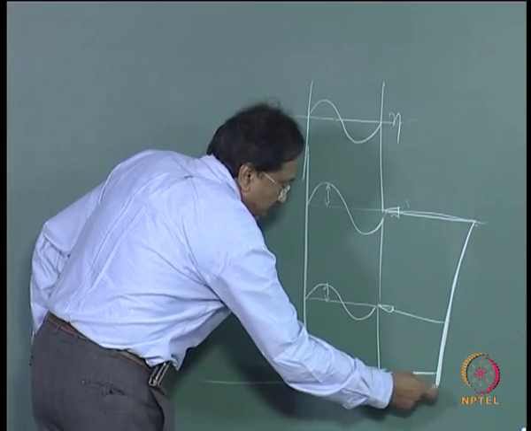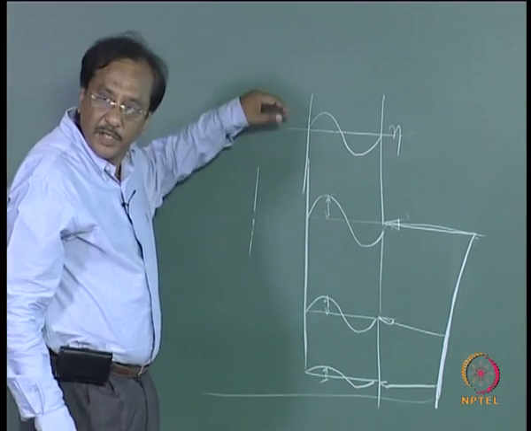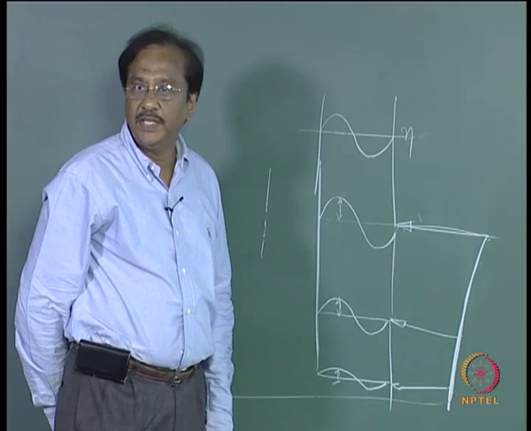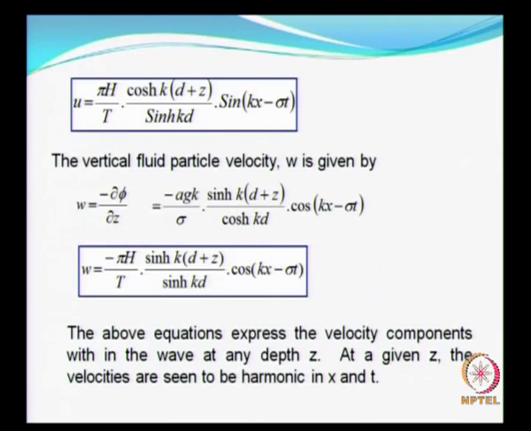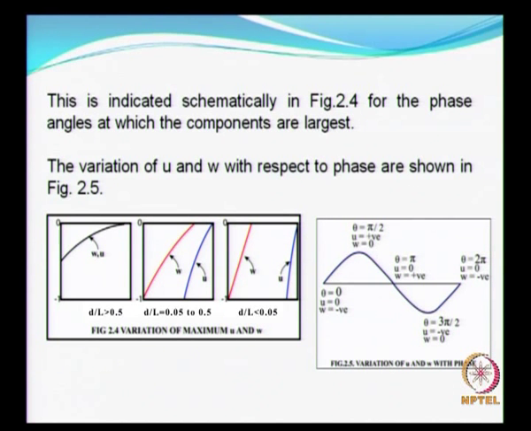Now you see that when you have a structure here, the distribution of the velocity is very important in order to evaluate the forces on the structure. Similarly for w, that is the vertical velocity. So this is what I have explained here. Now we look at the phase variation, which I have just now stated in this plot, how each one will vary.